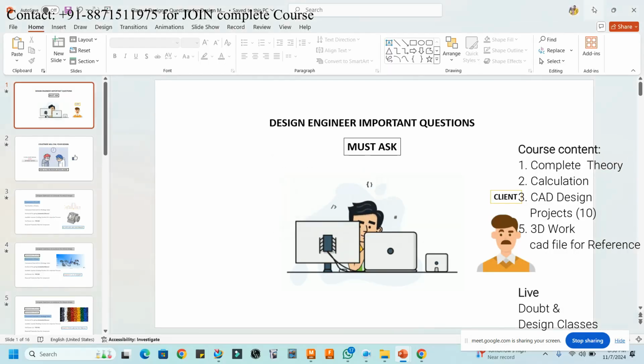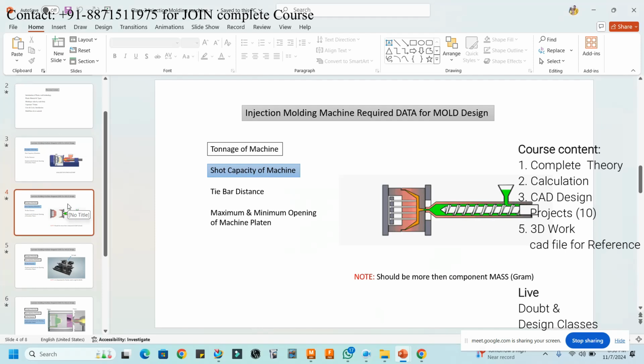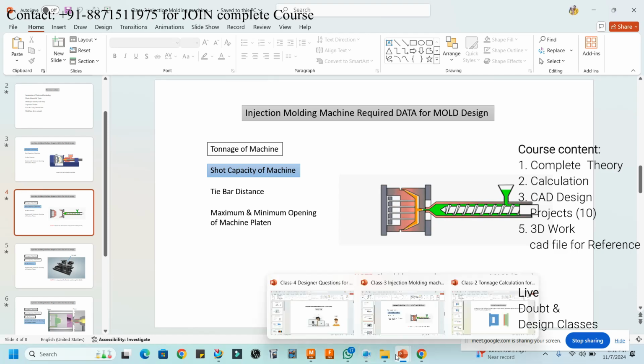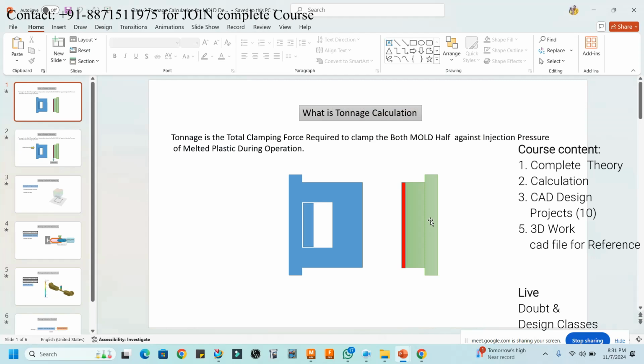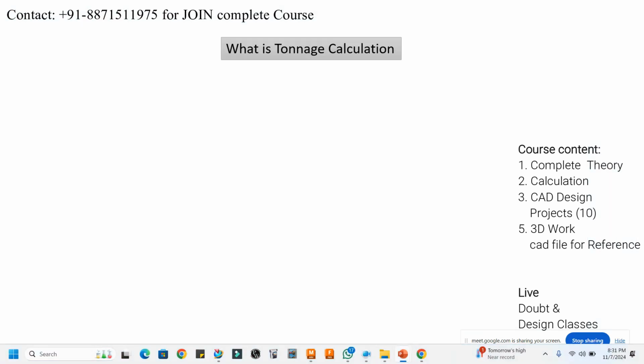Understood? Okay. So as I told you about the injection molding machine, how to select the injection molding machine? For example, the customer has a 30 ton, 50 ton or 80 ton machine. So we have to do the calculation for that.